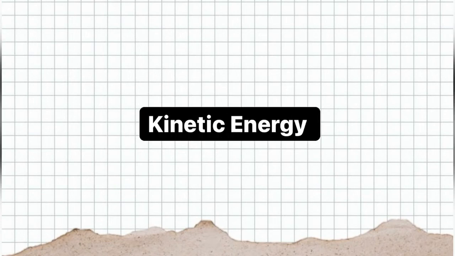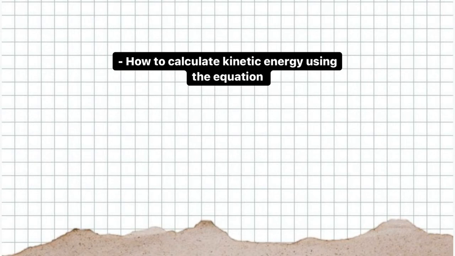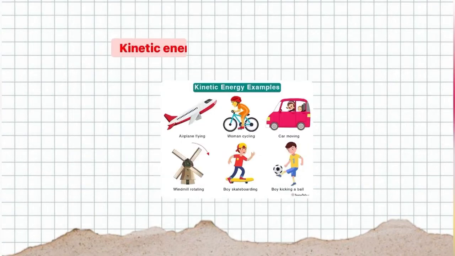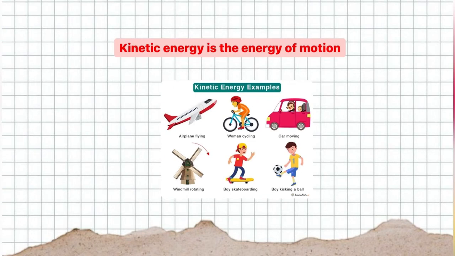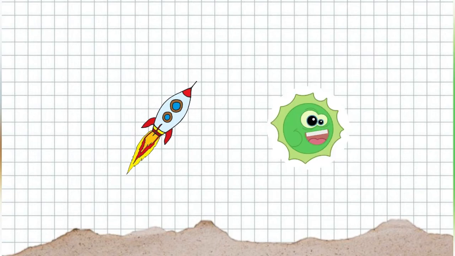I'm going to discuss kinetic energy in physics. In this video, we'll look at kinetic energy and how to calculate it using the equation KE equals half mv squared. Now, an object's kinetic energy is the energy it has as a result of its motion. Thus, everything that moves, whether it's a rocket or particle, has kinetic energy.